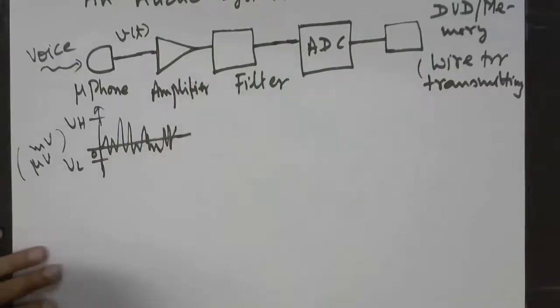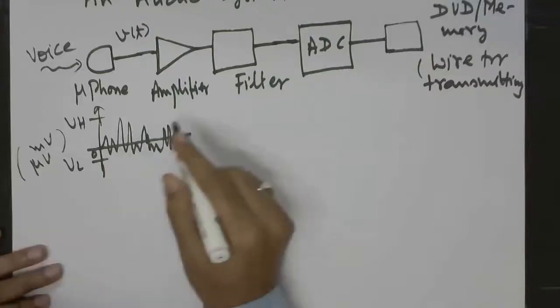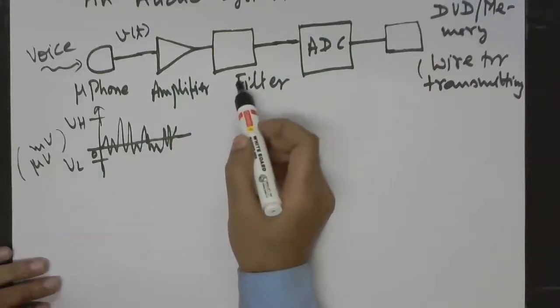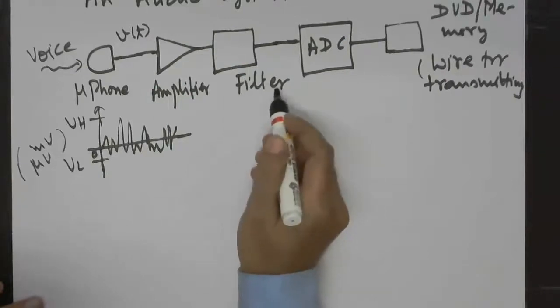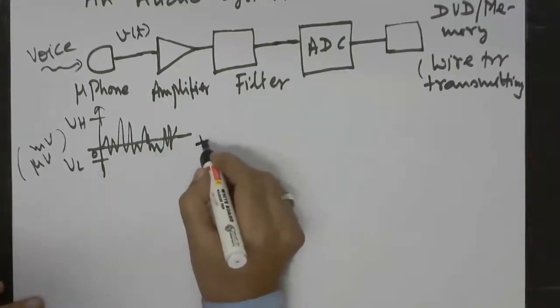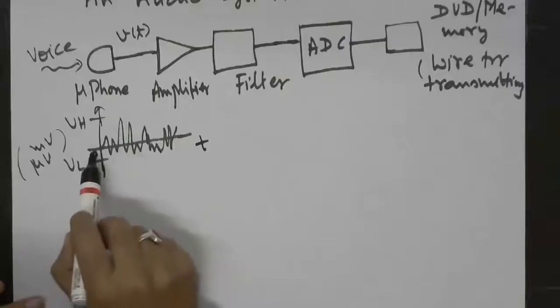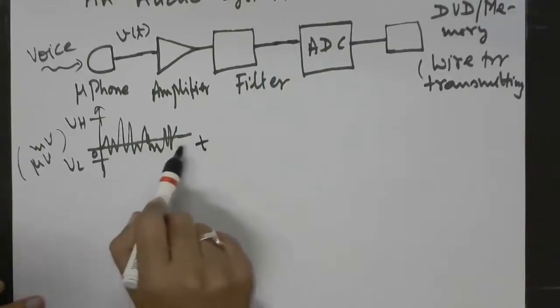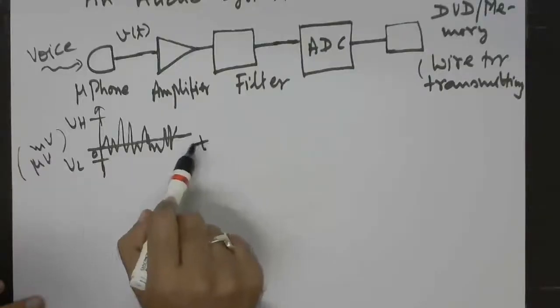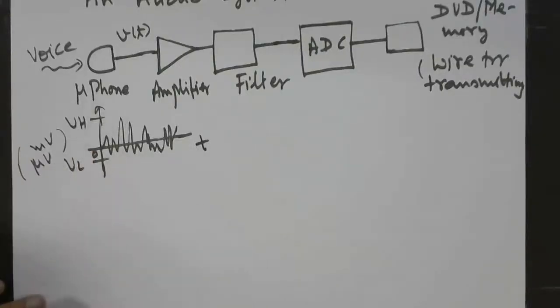So this amplifier will increase the amplitude of this, and then it will be given to another block which is called filter. So here the signal what I have shown here is in what is called time domain. That means x-axis is time and y is voltage.